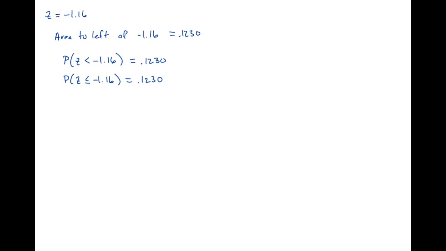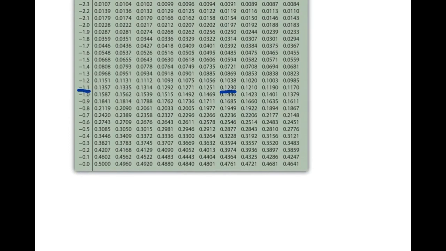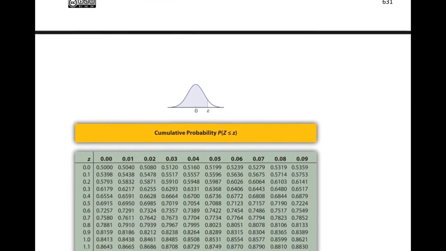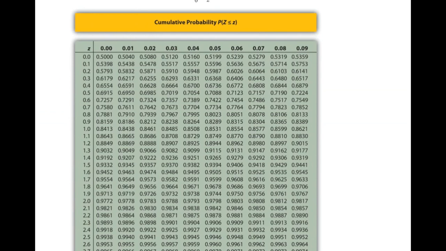Now, suppose we are looking for the area to the right of another z-score, like 0.87. Since the normal distribution table specifically shows us areas to the left, we will not get the area directly from the table. If we go to the normal distribution table and look up 0.87, we need to go to the positive side. We look for 0.8, and then we look over to 0.07. And we see that the area to the left of 0.87 is 0.8078.